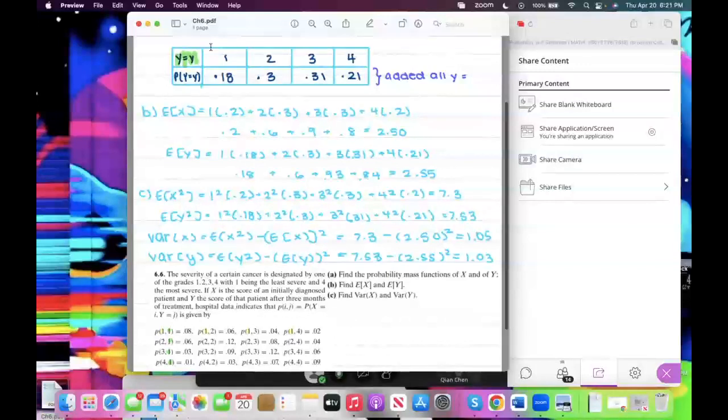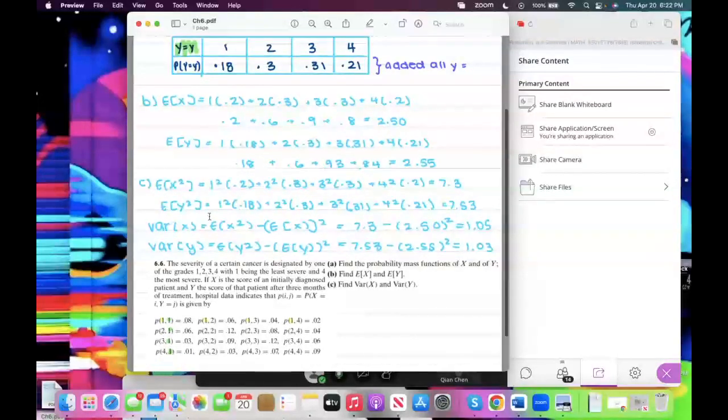So then for the variance, I took the number that was in the top of my chart and I raised it to the second power because we have x squared, and that got me 7.3. I did the same for y. So I did 1 to the second power times the numbers from above, and I got 7.53. Then for the variance, I used these numbers and plugged them in.